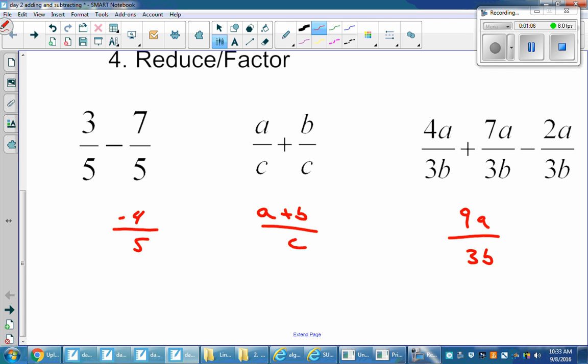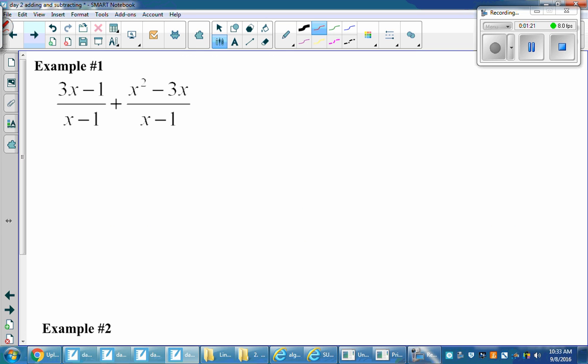But take a good look, I'm going to notice that the numerator has a 9, the denominator has a 3. I can divide the top and bottom both by 3, reducing this fraction to become 3a on the top and then just a b on the bottom. Again, pretty simple examples. We'll go from there.